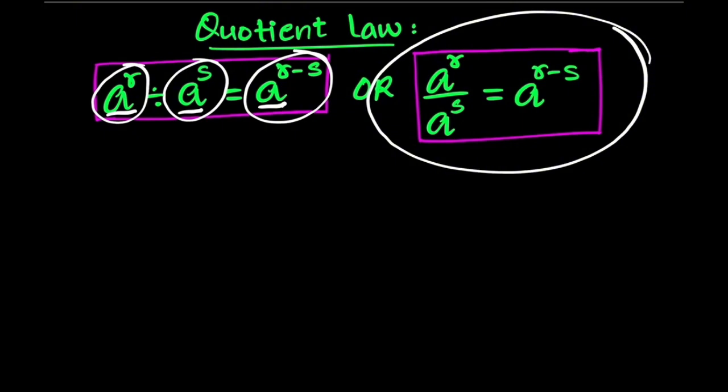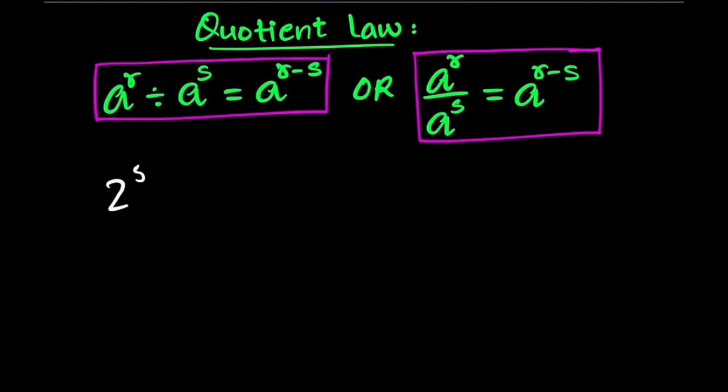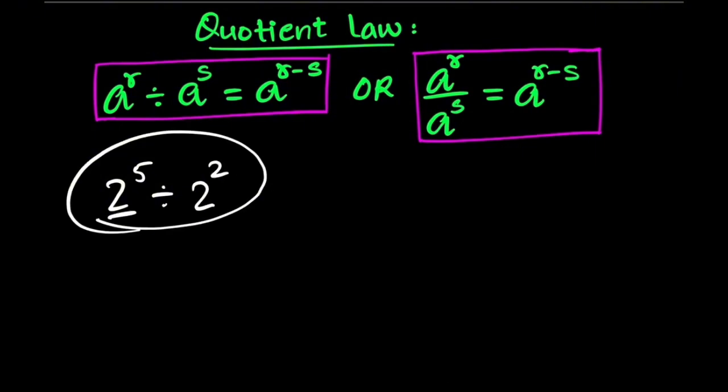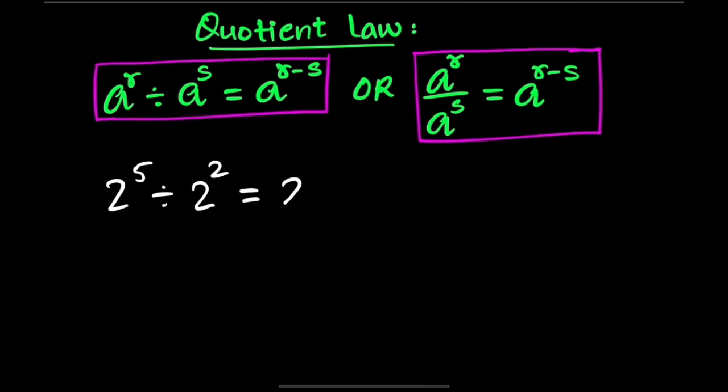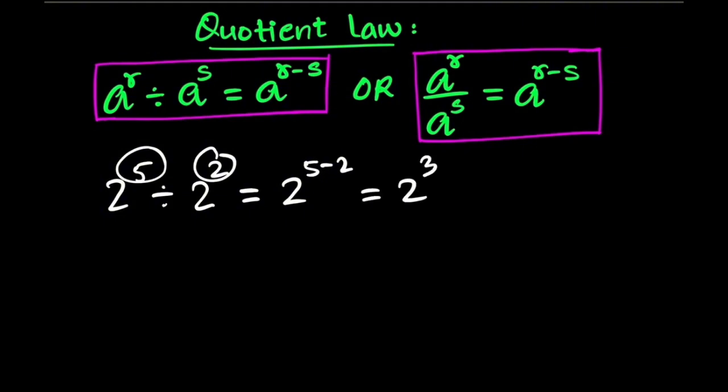And this is how we express this quotient law in the fractional form, which is a raised to r over a raised to s is equal to a raised to r minus s. Let's look at some examples. 2 raised to 5 divided by 2 raised to 2. So how much is this? Since the powers with the same bases are being divided, write the same base and subtract the exponent, that is 5 minus 2, which equals 2 raised to 3. And 2 raised to 3 equals 8.